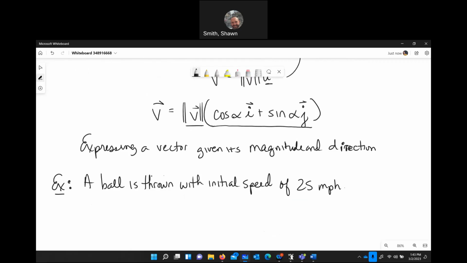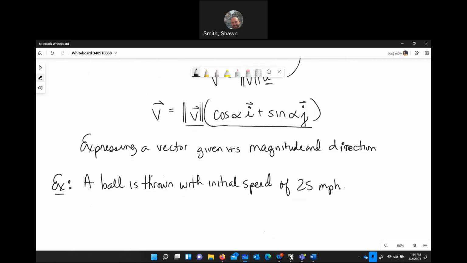All right, throw a ball with an initial speed of 25 miles per hour. We don't know the angle it's being thrown at, perhaps. We might see that in a second. But you could throw that ball nearly straight up. You can almost throw it nearly horizontal, right? But it's going to take on some kind of path, right?